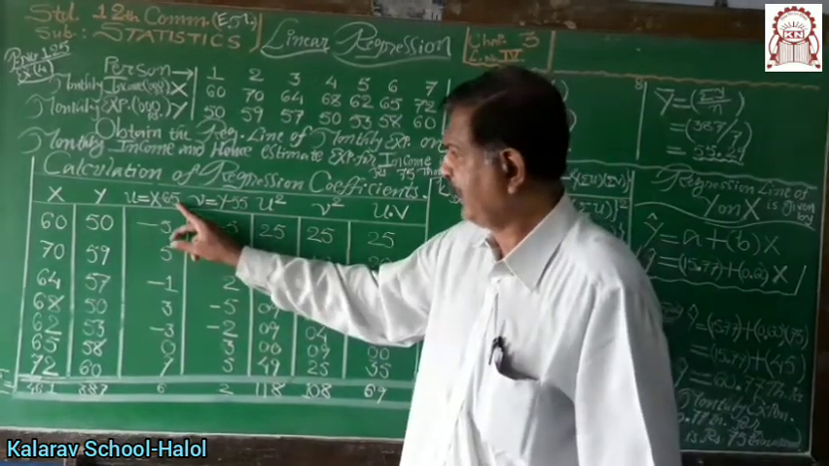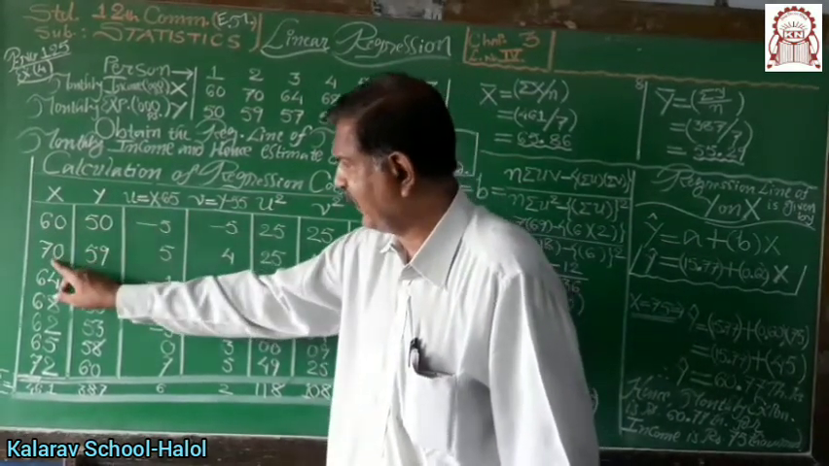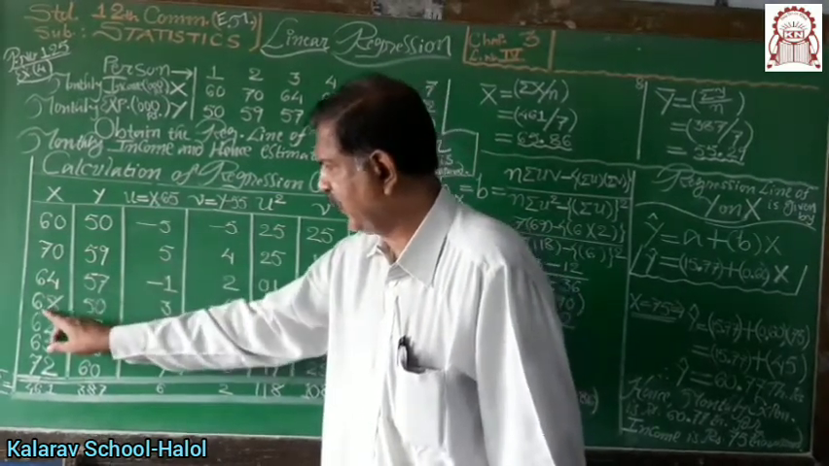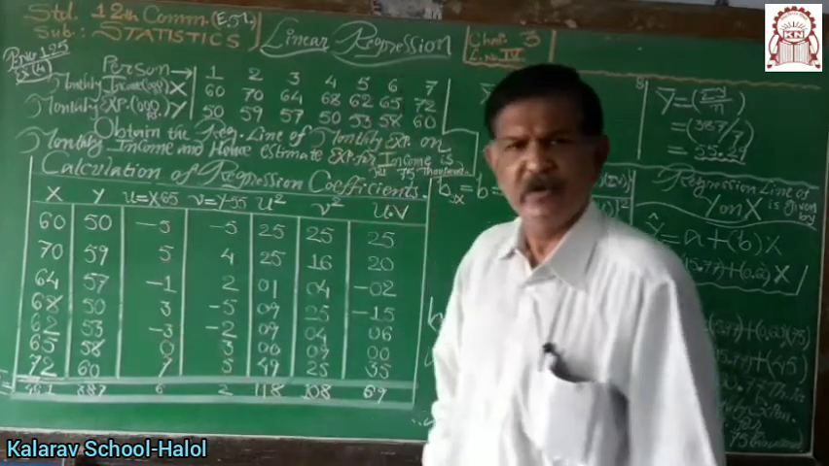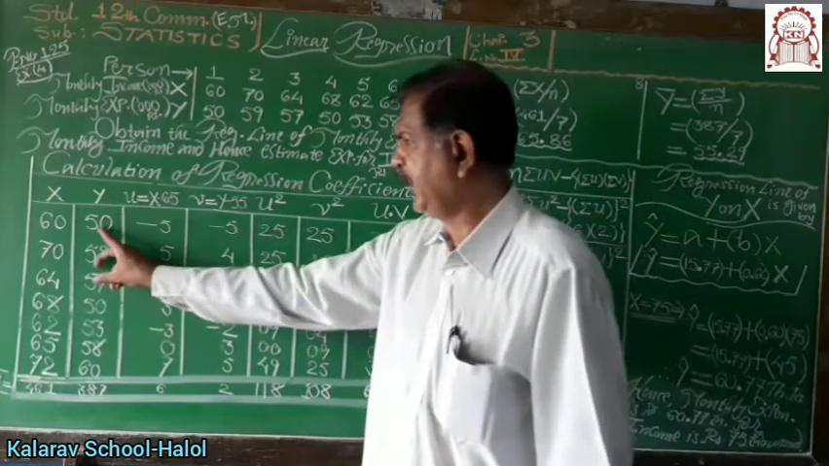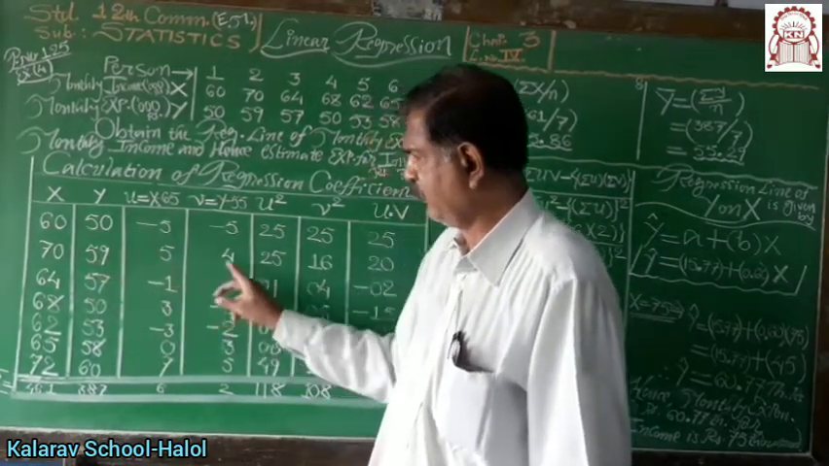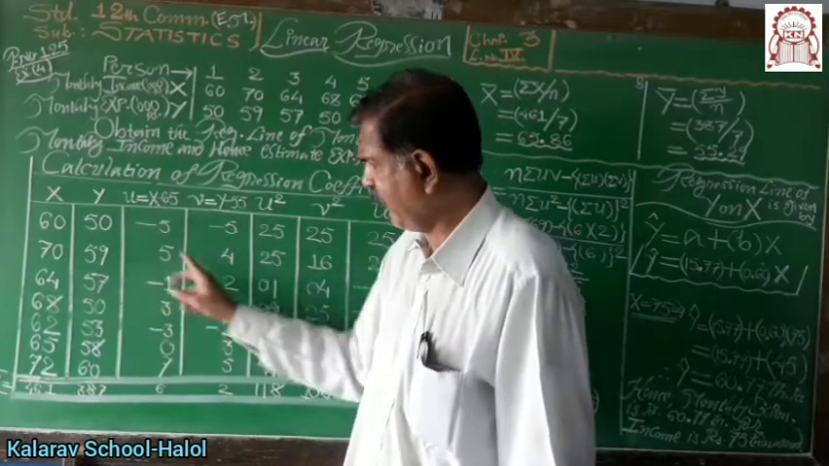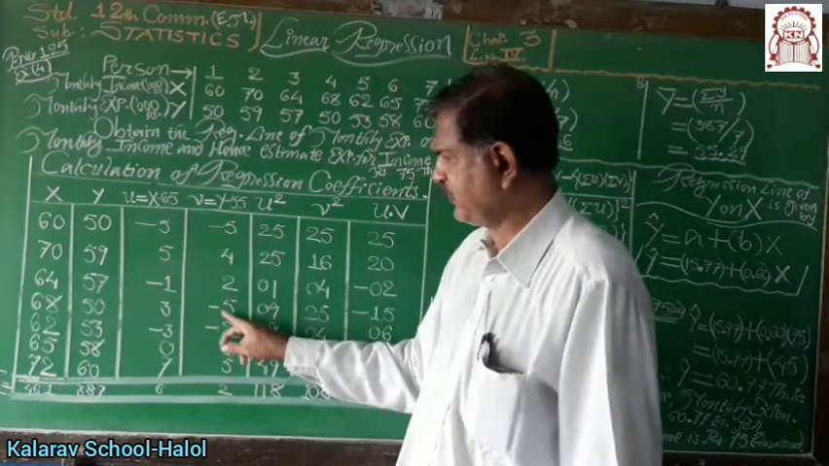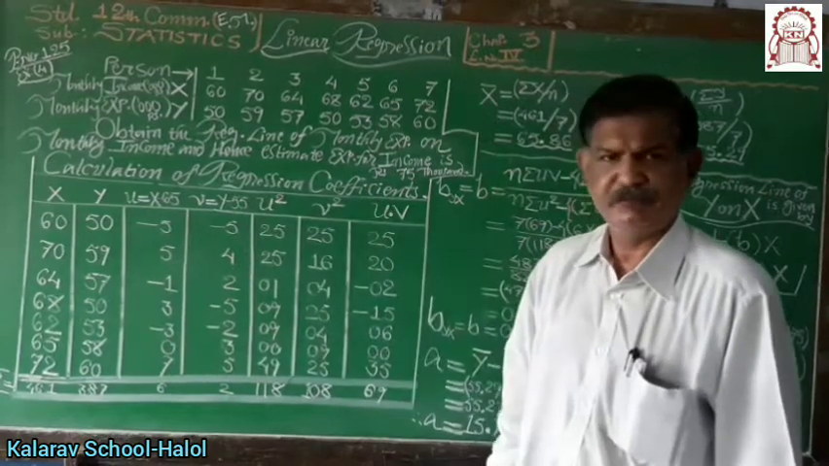Now subtract 65 from the series x. 60 minus 65, answer is minus 5. 70 minus 65, 5. 64 minus 65, minus 1. 68 minus 65, 3, and so on. Similarly for the series y, subtract the value 55. 50 minus 55, minus 5. 59 minus 55, 4. 57 minus 55, that is 2. 54 minus 55, minus 1. 53 minus 55, minus 2, and so on.